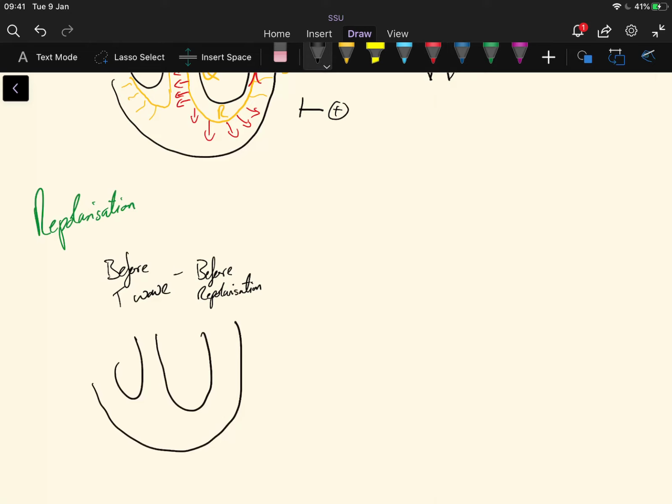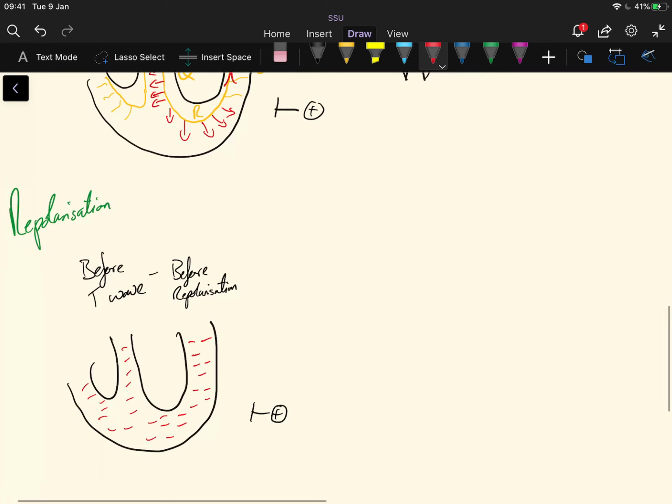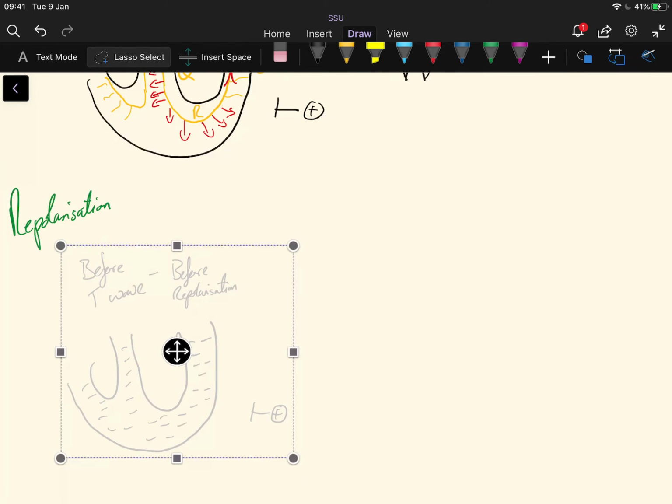Okay, let's draw our lead over here. Nice positive lead. It's depolarized. Inside is positive and the outside is negative. We see all this negative charge. Okay, that's before. I'm just going to move this over so we have a little bit more space to work with.